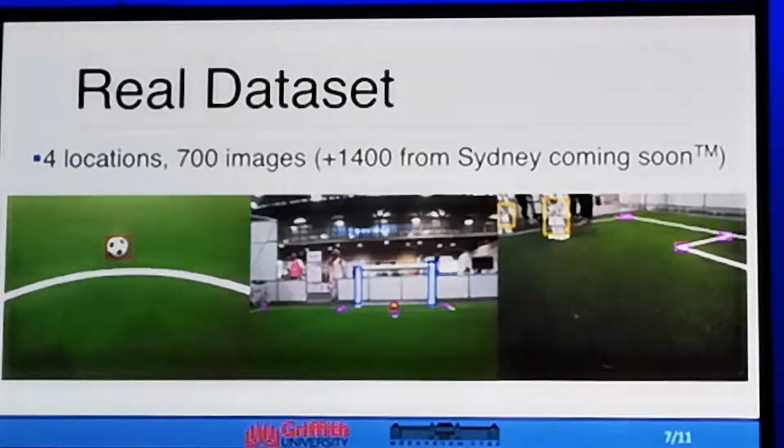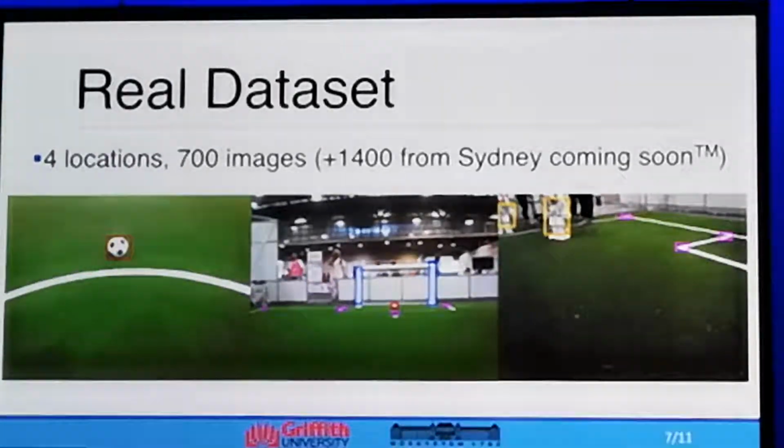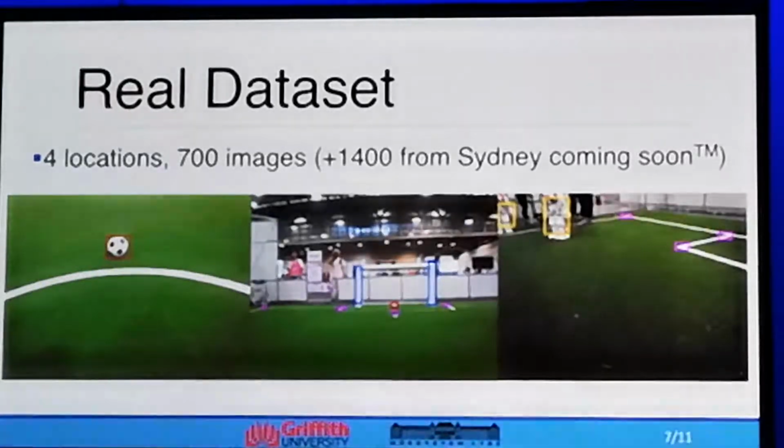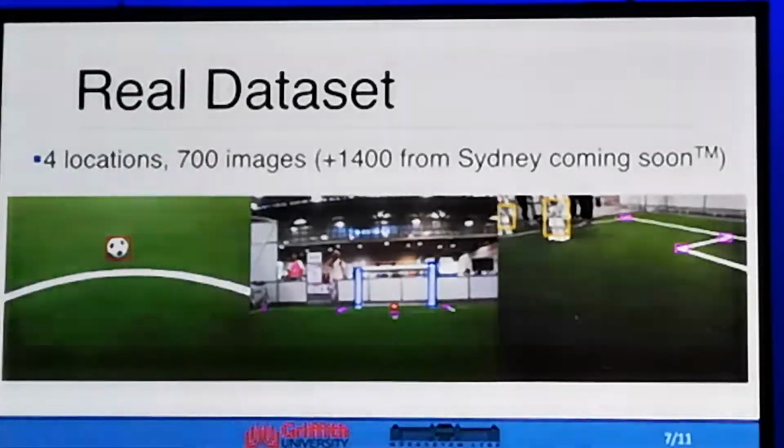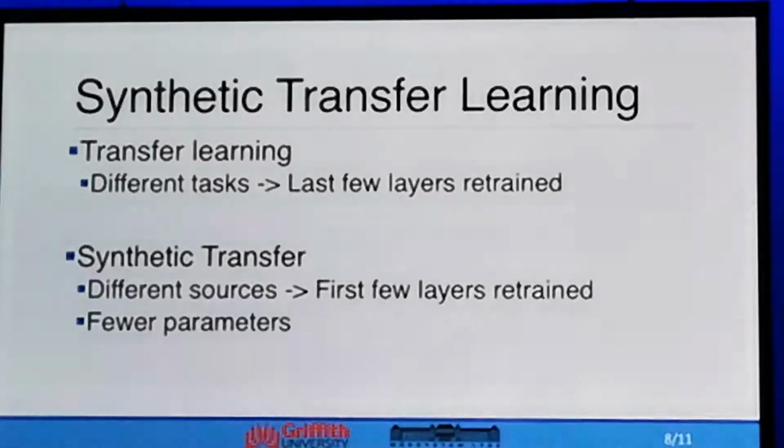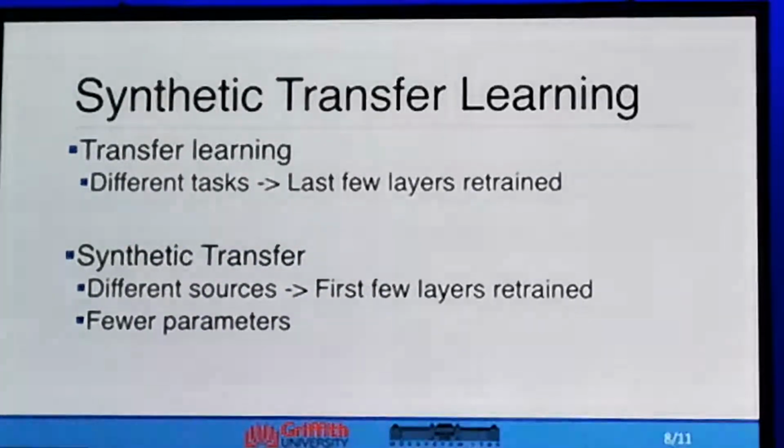It included 4 locations and 700 images, and I spent most of my time here hand-labeling the other 1,400 that are going to be released soon. And as soon is real soon, because they're already labeled, so I just need to double-check them and upload them. So these are used for fine-tuning. And we did a little trick during the fine-tuning step that we called synthetic transfer learning.